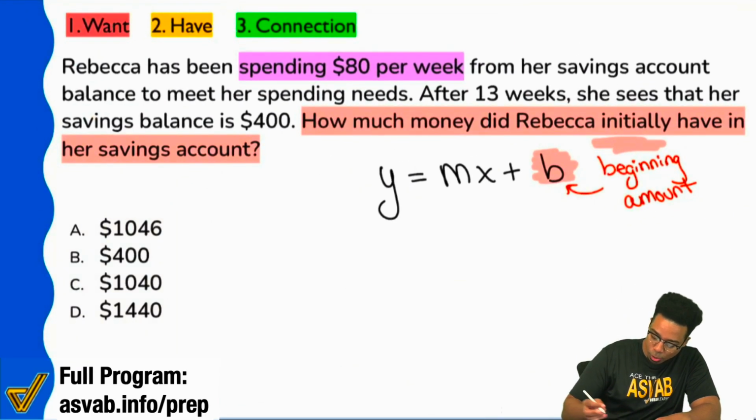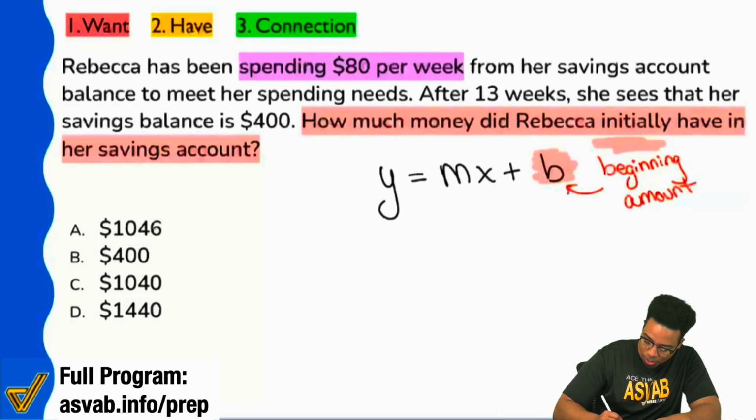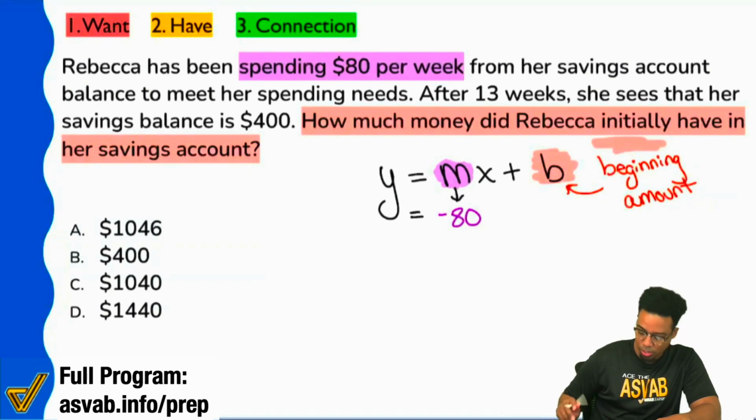Great job, guys. So here we go. This M right over here is going to be negative 80. Negative 80. So let's write down that equal sign. So there's one piece right there.